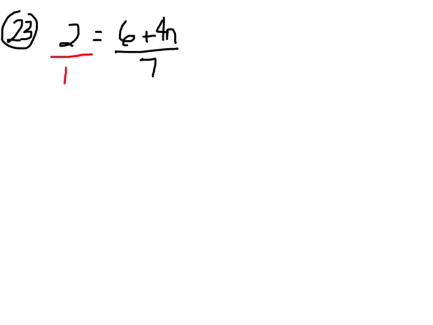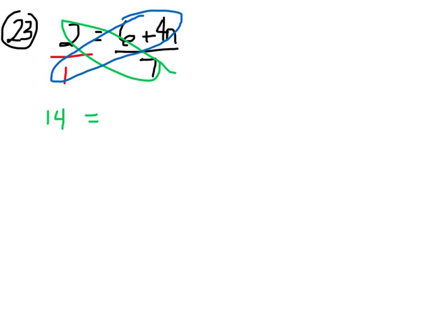And we use this a lot, almost every year you use this idea 2 or 3 times in a different way. I can cross multiply now. I can say 2 times 7 is 14. And then I can say, okay, that was one diagonal. Now I'm going to multiply the other diagonal and set those two things equal. 1 times 6 plus 4n, oh, that's just 1 times anything is just itself, isn't it?